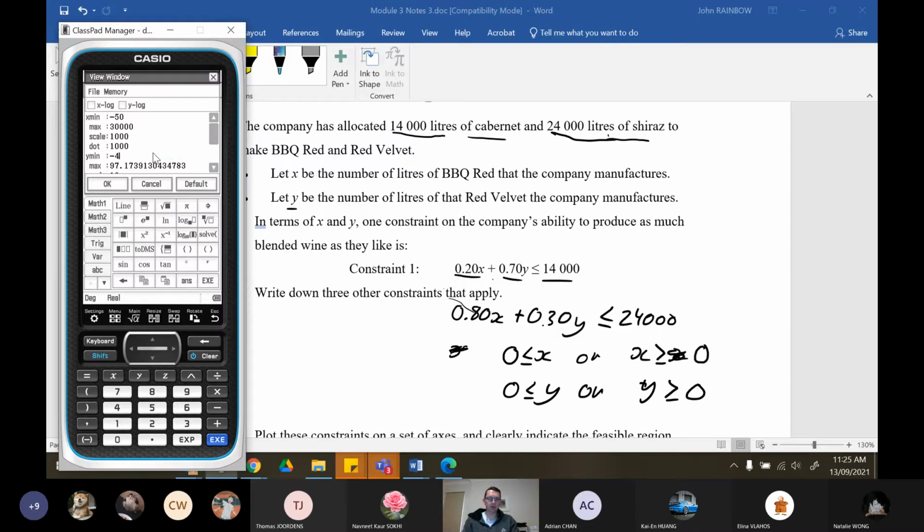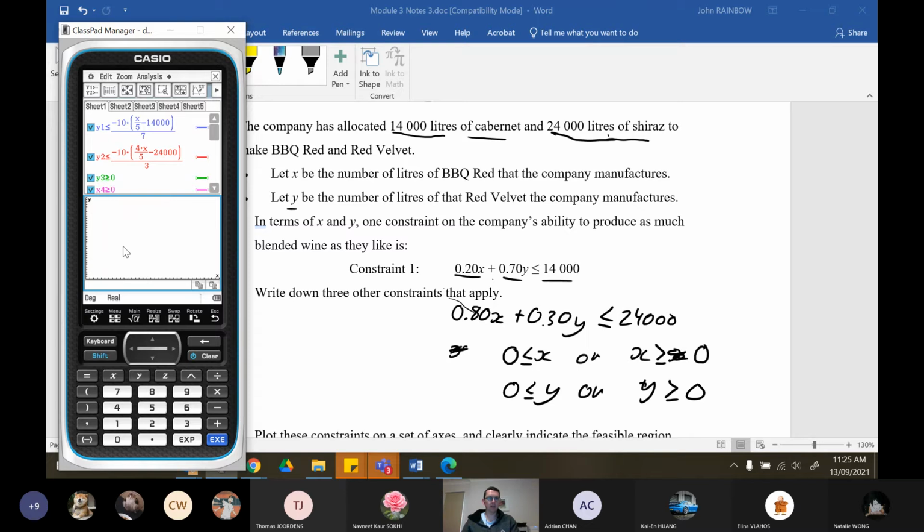Y, I'm going to go to -50 as well, and I'm going to go up to, let's go to 35,000, sorry, just to give us a bit of room. And Y max to 35,000 as well. Scale, make that 1,000, your scales, because then it will be a bit easier. And we'll dot 1,000 as well, and then hit OK to that. We'll see what that looks like, because then your scale's there. So let's draw this now. And that is our feasible region, okay, which is pretty good.